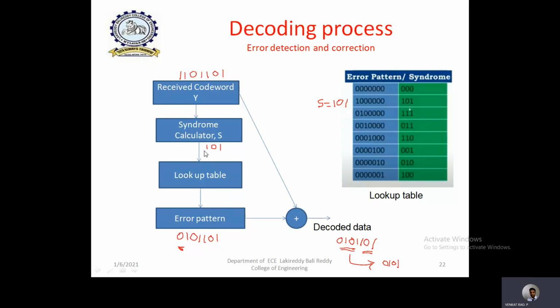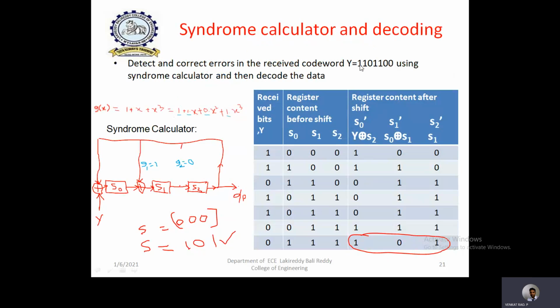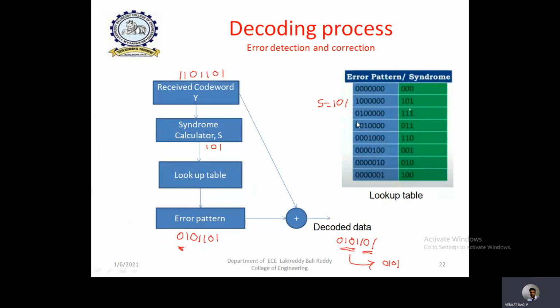But for our example, 101 is there, which matches the first bit position. So we can easily detect that the error is in the first bit position, because we already gave that there is an error in the first bit position. Without knowing that information, the decoder circuit identifies that there is an error in the first bit position.